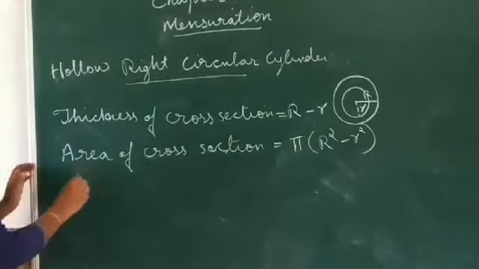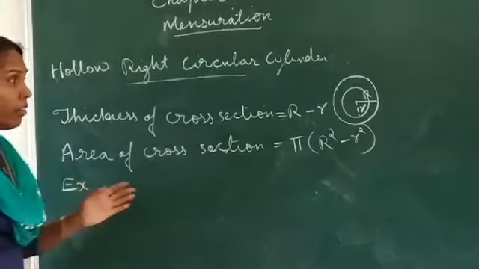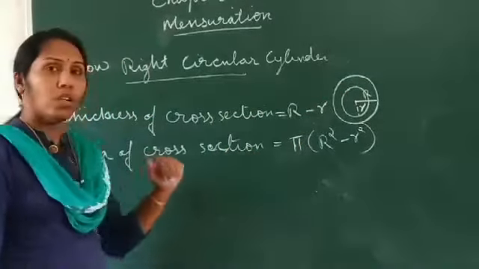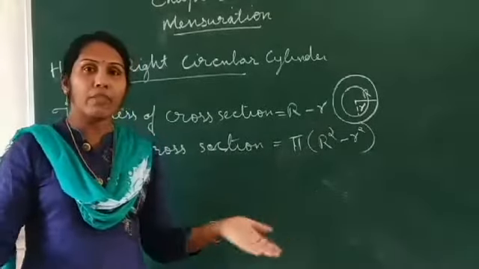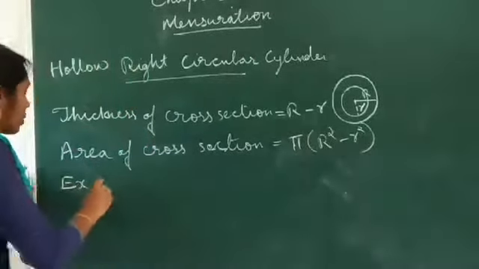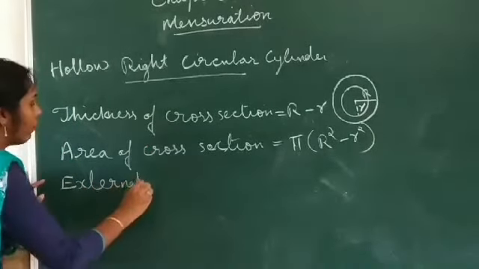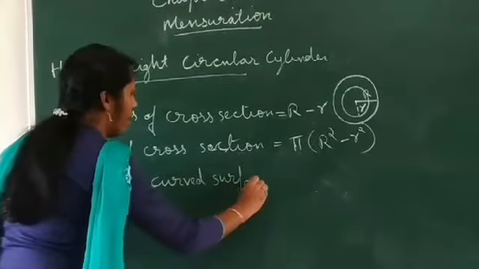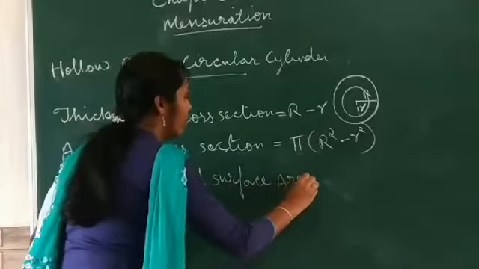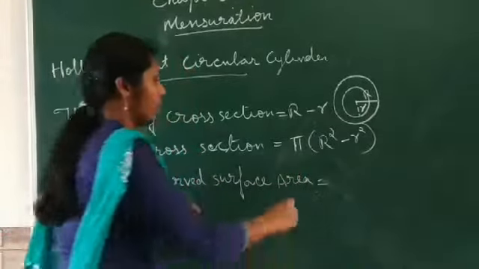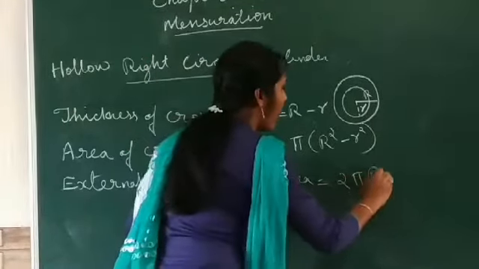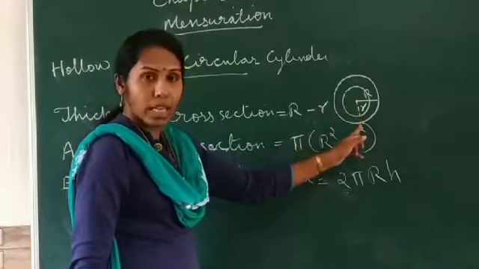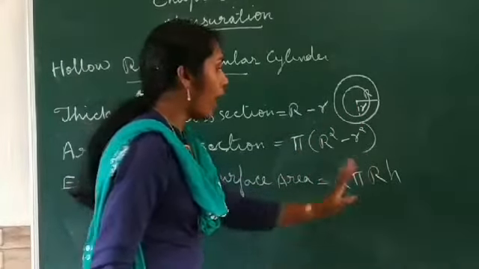Now, the external curved surface area. In this, this is only a cross section. When we come to the hollow right circular cylinder, we will have two curved surfaces, the external curved surface and also the internal curved surface. So the external curved surface area can be obtained as 2 pi R h. That is, the capital R, the radius of the outer circle of the cross section, will be used here. 2 pi R into h.